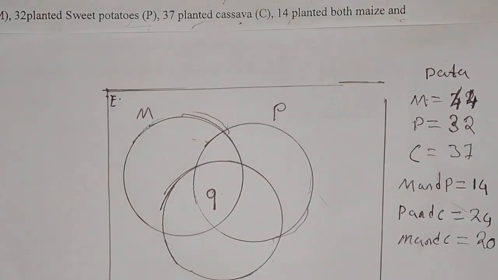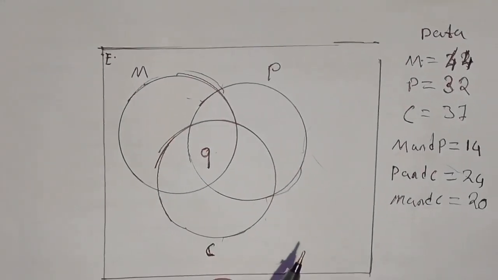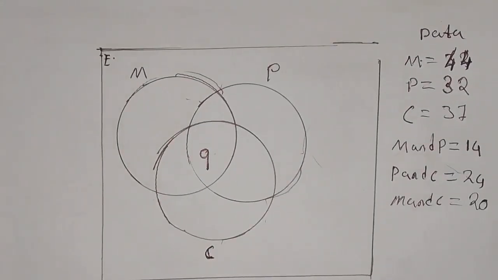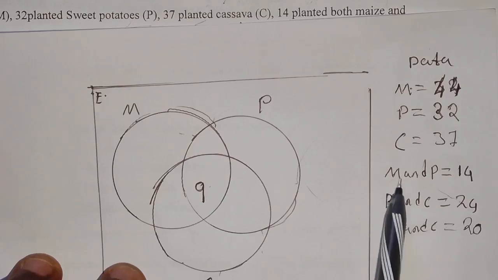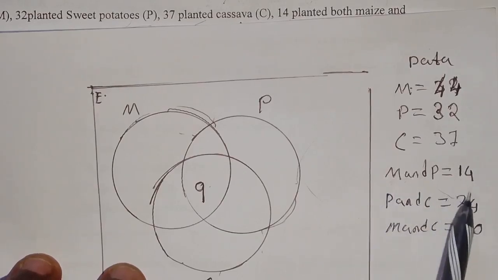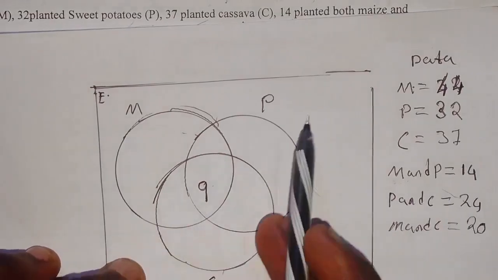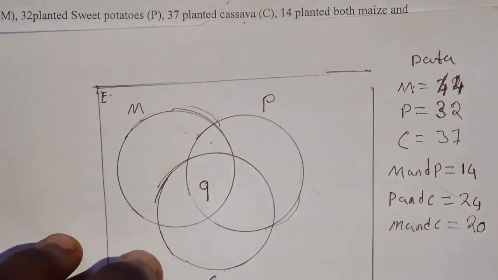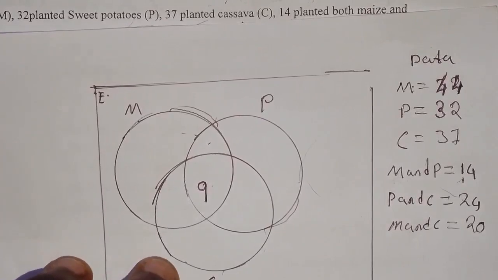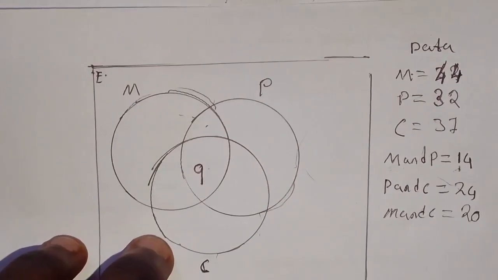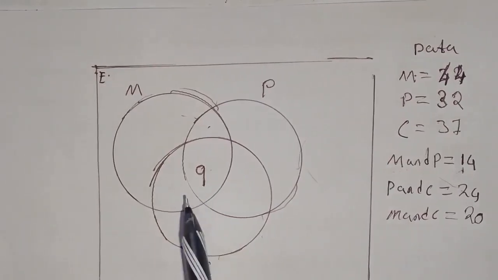After entering those people who did all the activities, you start now by entering those people who did 2 activities at once. For example, we wrote maize and potato is equal to 14. So where is maize and potato? It's here inside. But remember, these 14 who planted maize and potato, they also planted cassava, because we have been told that these 9 planted all the 3 crops.